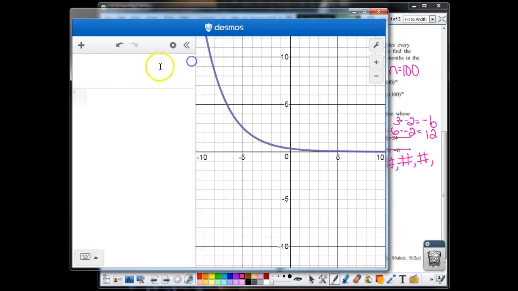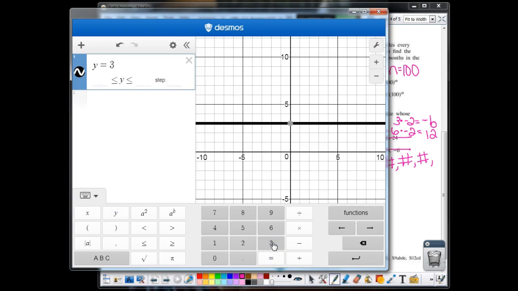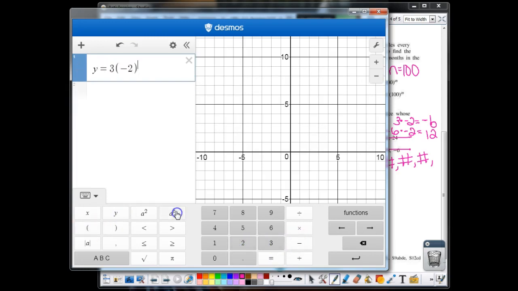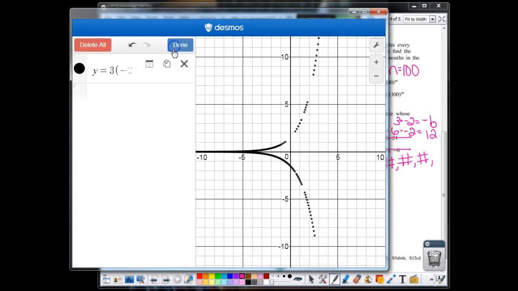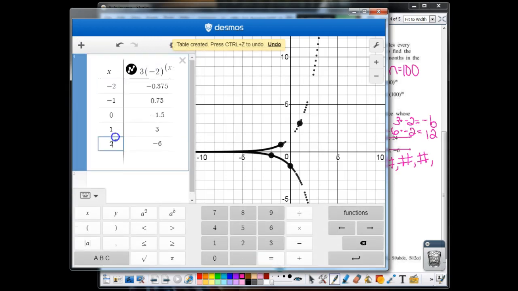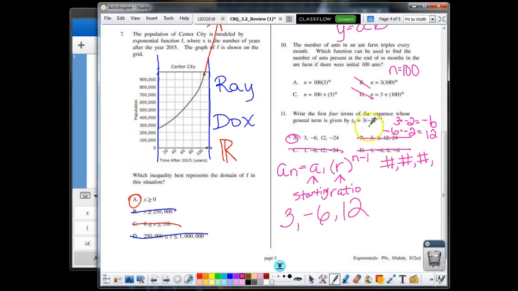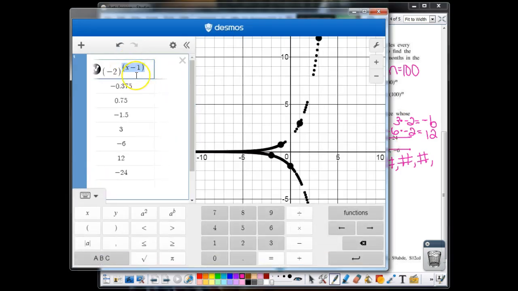I wonder what will happen if we type it into Desmos. Let's see. y equals 3 times negative 2 raised to the power of x minus 1? No. If we click the settings and convert it to a table, it gives us the answers. So that means my first term is 3, my second term is negative 6, my third term is 12, my fourth term is negative 24. Wait, we can do that? Yeah. If you type this in, the only thing is your exponent has to be in parentheses for x minus 1.